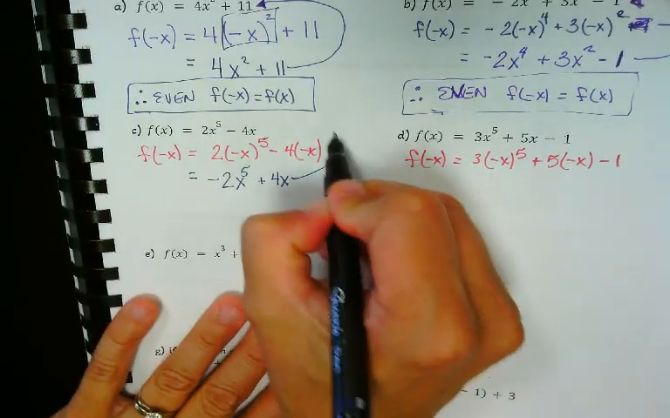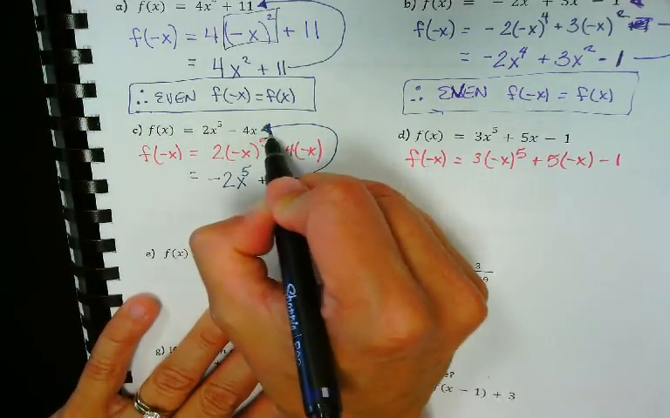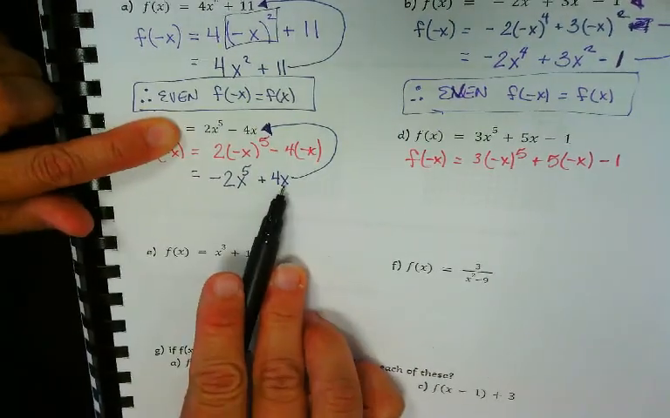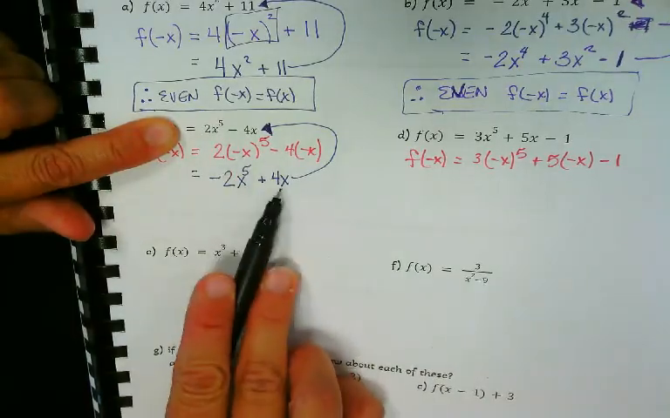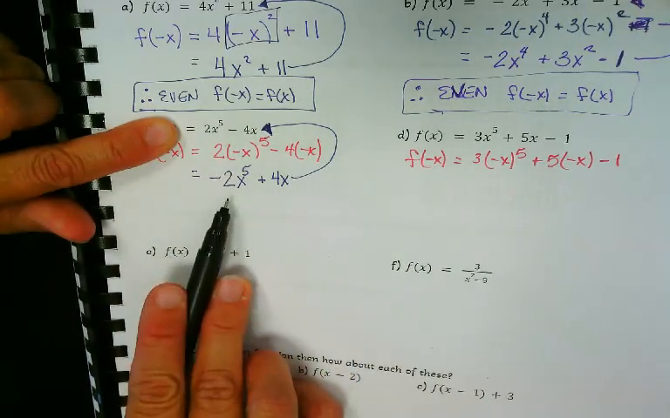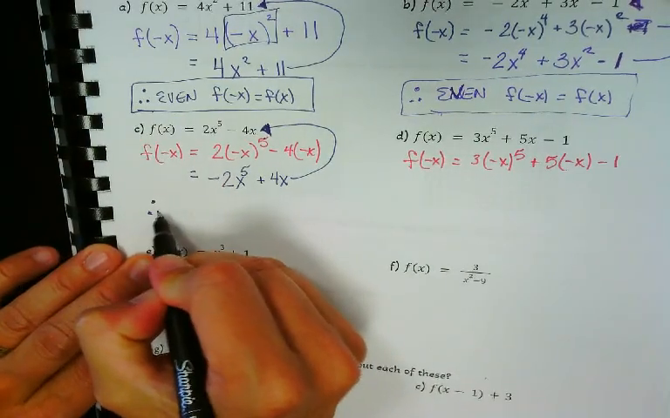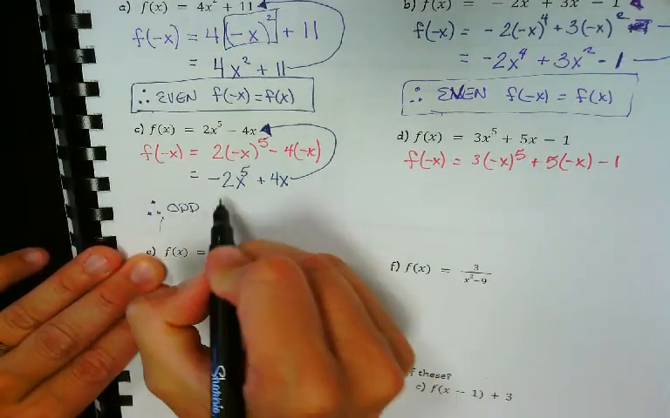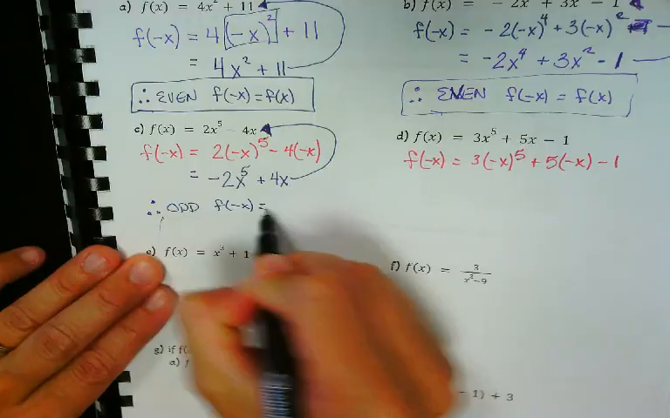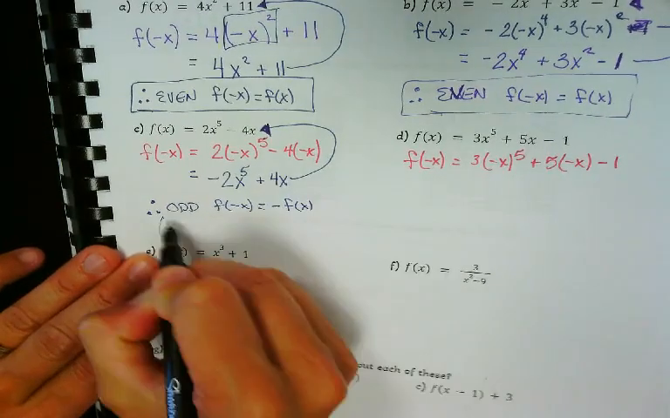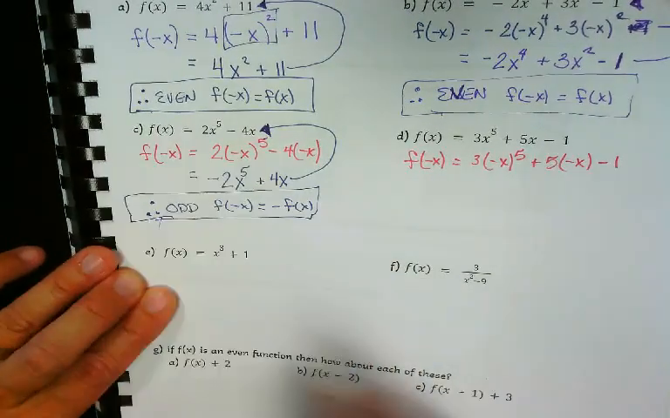Okay, so now I want to compare that to the original. Is it the exact same? Is it the opposite? Yep. Yes, they all changed signs. Opposite means opposite signs. So we're going to say, therefore, odd, and state the rule. When I substitute in negative x, I got negative f of x. I got the opposite of f of x.